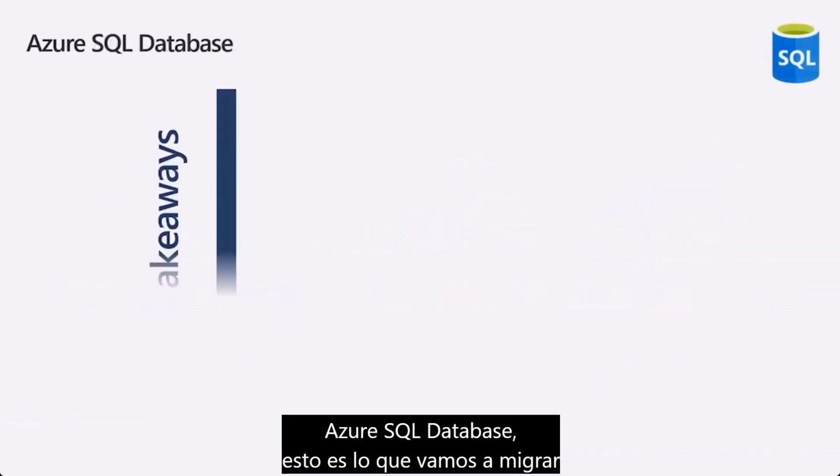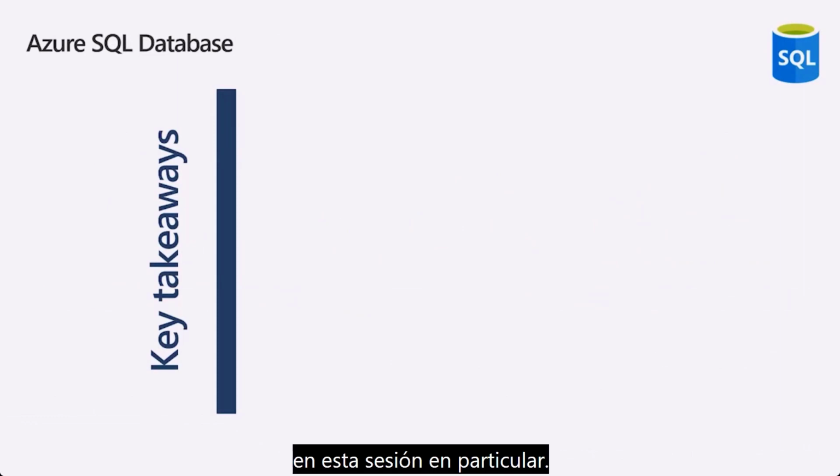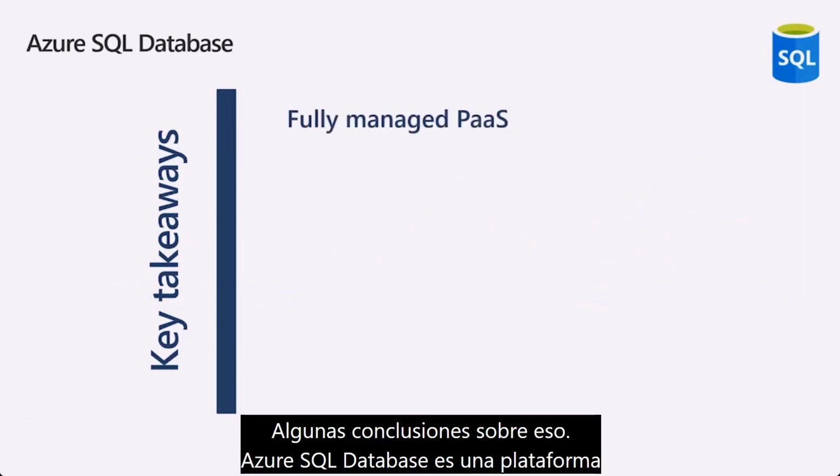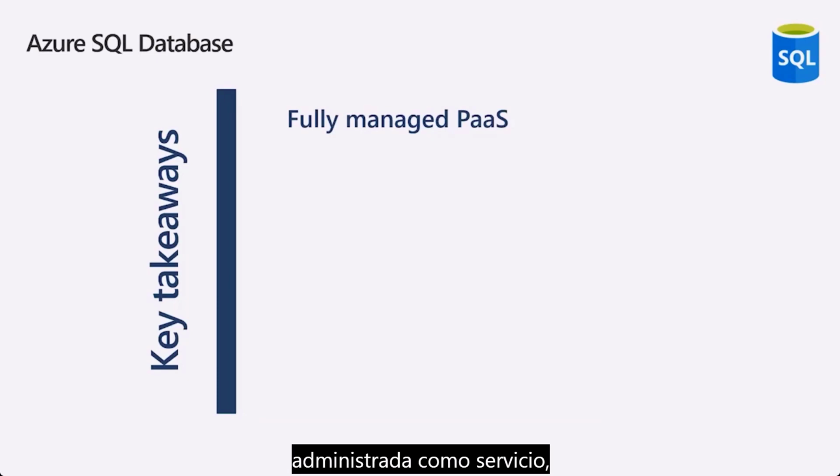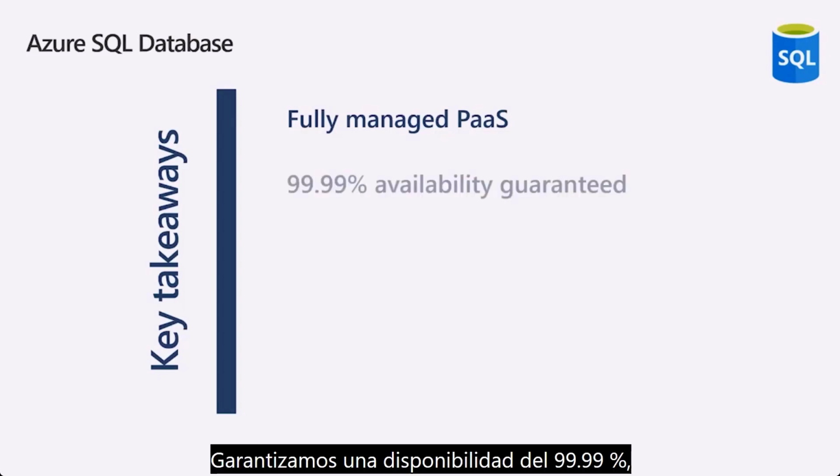Now, Azure SQL Database, this is what we are going to be migrating in this particular session. A few takeaways around that. Azure SQL Database is a fully managed platform as a service. So it is a platform-oriented alternative to running SQL Server in a VM. All right, you have a lot of advantages around that. We guarantee 99.99% availability, so it has a high availability.